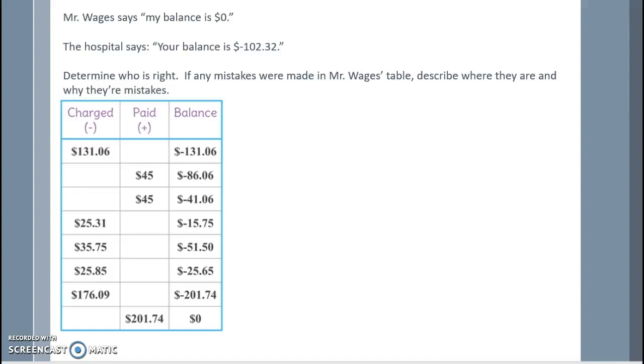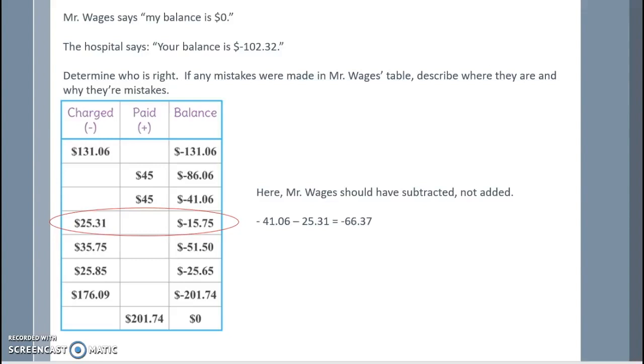But then I look at $25.31 that he charged. Here it looks at negative 15.75 that he took negative 41 and added 25.31 instead of subtracted. So here Mr. Wages should have subtracted, not added. So his new balance, not 15.75, should be at negative 41.06, subtract 25.31. So he should be at negative $66.37.